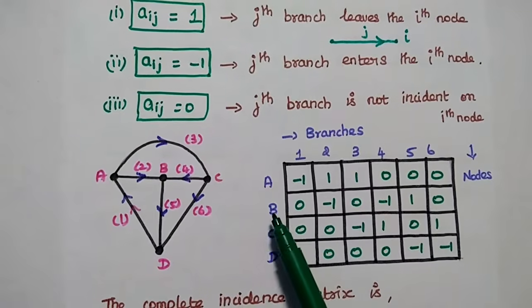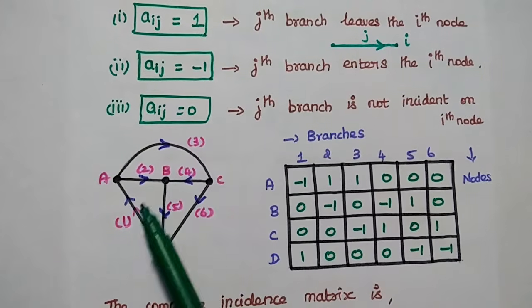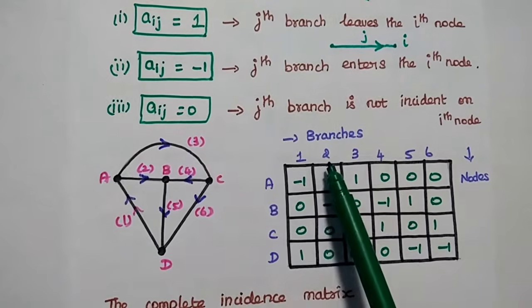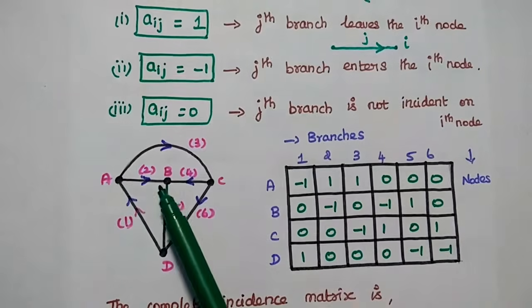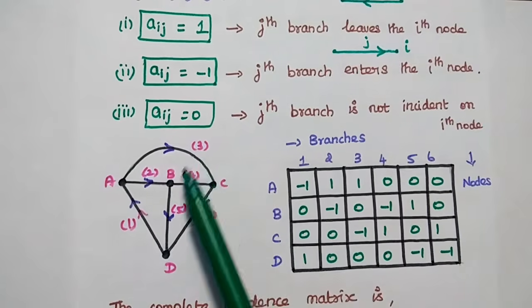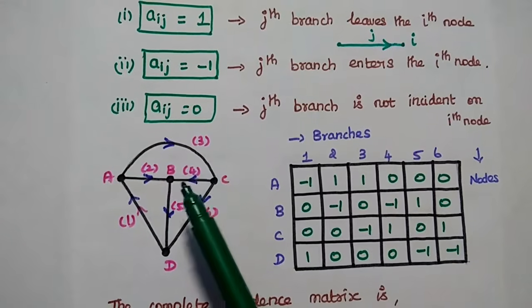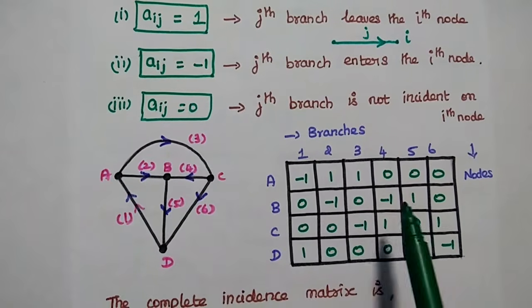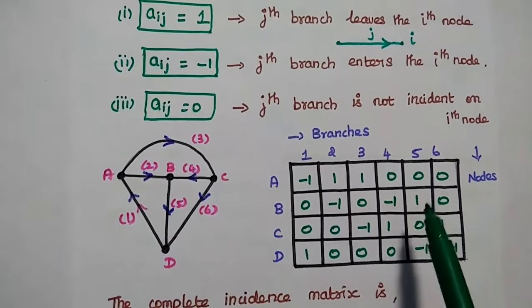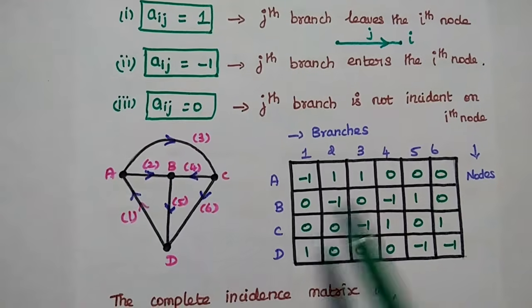Next we can consider the B node. At this node, we can take the first branch. There is no connection between this first branch and this B node. We can simply put 0. Then we can take the second branch. It is entering this B node. So we can put simply minus 1. For the third, there is no connection. So we can put 0. Fourth branch, that is entering this B node. We can simply put minus 1. Fifth branch is leaving from that node, that is plus 1, and there is no connection between this sixth branch and this B node. We can put 0.